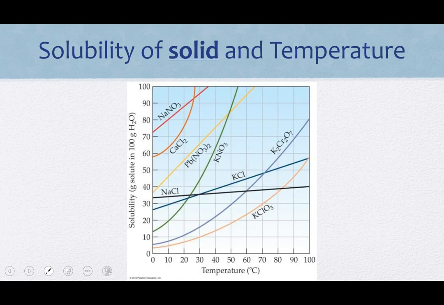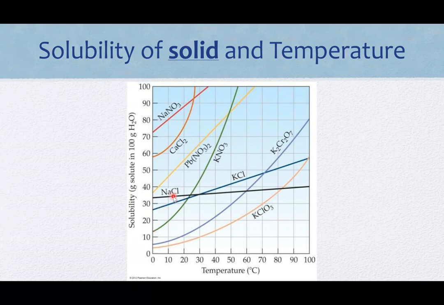So solubility of a solid and temperature. What we see here, let me just quickly walk you through this table. Along the bottom here, as we go from left to right, the temperature increases. And as we go from the bottom to the top, solubility increases. So something down here, 10 grams would dissolve in 100 grams of water. And something up here, 90 grams would dissolve in 100 grams of water. So more would dissolve up here, less would dissolve down here. So we increase solubility as we go up the table.